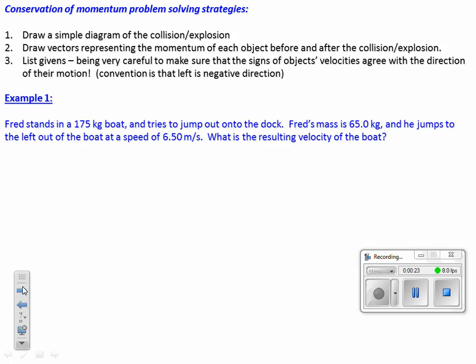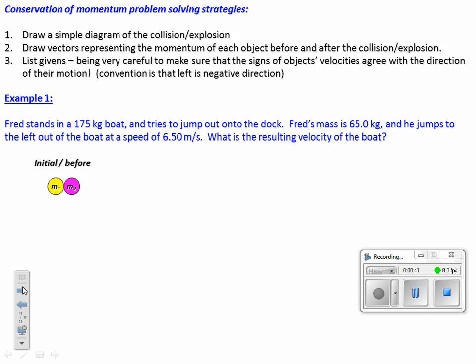Fred stands in a boat and tries to jump out onto the dock. There's his mass. It says he jumps out at that speed. What's the resulting velocity of the boat? So this is what we call a two-body interaction, right? And what we want to do is look at the two-body system before the interaction.